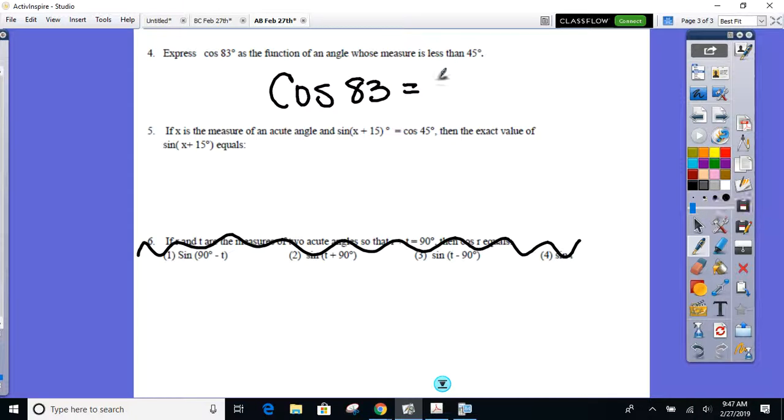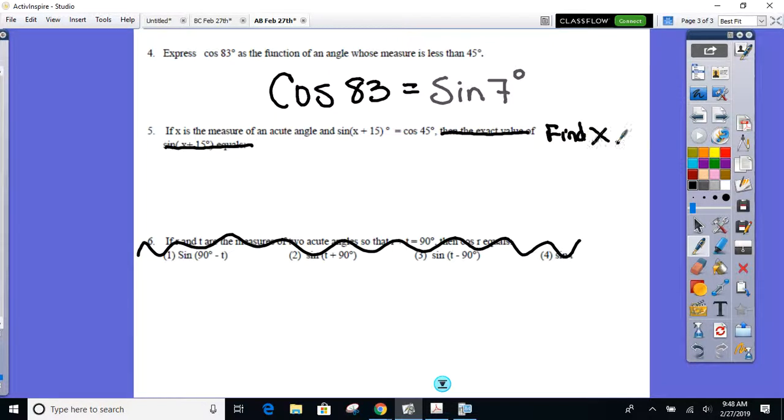Sine of 7. How'd you know the 7, Emma, and not any other number? There you go. And sine and cosine are only equal if their angles add to what? 90. So it had to be 7. No other number is going to add to get you 90 from 83. Change the directions on number 5 for me. Just say find x.